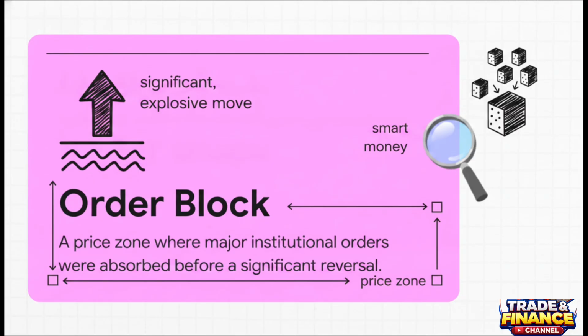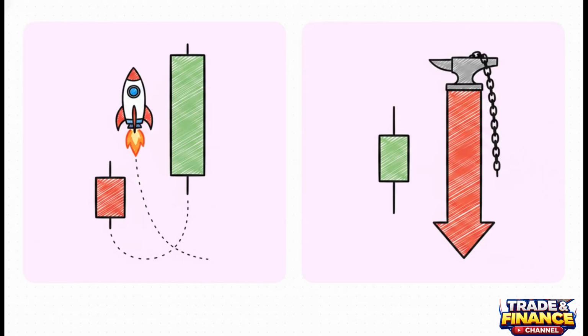Enter the order block. An order block is a specific price zone where major institutional order absorption happened right before a huge explosive move in the opposite direction. It marks the exact tangible zone where smart money absorbed all those retail orders. It's literally their footprint.